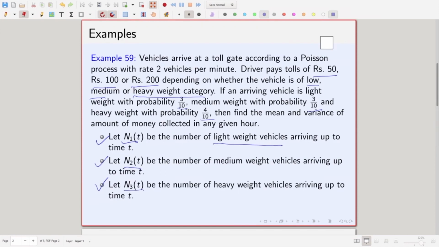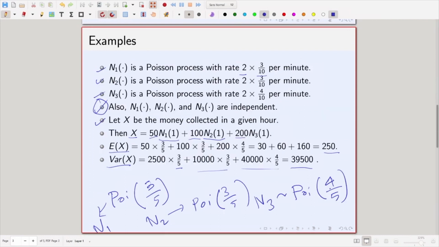Fine. Now, you are being asked about the amount collected in a given hour. So, here T is basically 60. So, what you need is N1 at 60, N2 at 60 and N3 at 60. So, the mean will be this times 60. N1 at 60 will have mean 3 by 5 times, so it will be lambda times T. So, everything will get multiplied by 60.